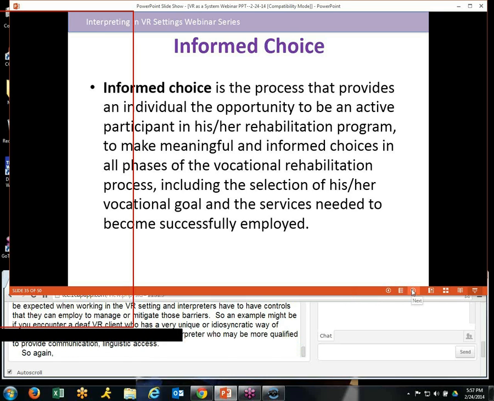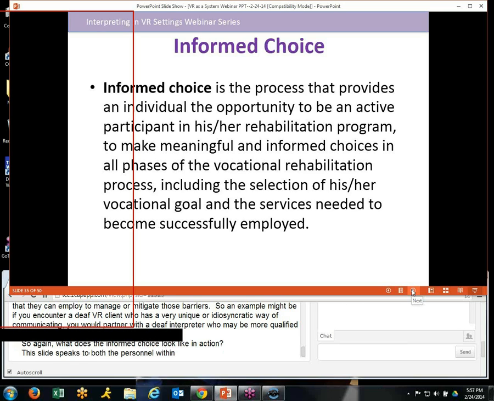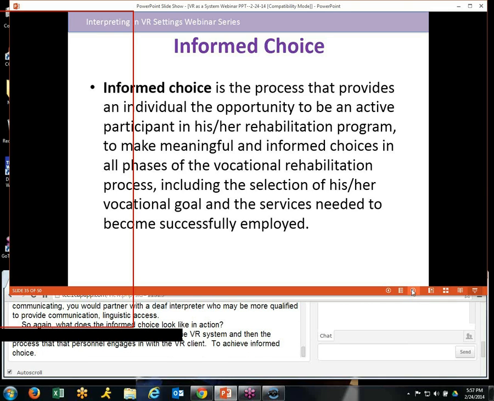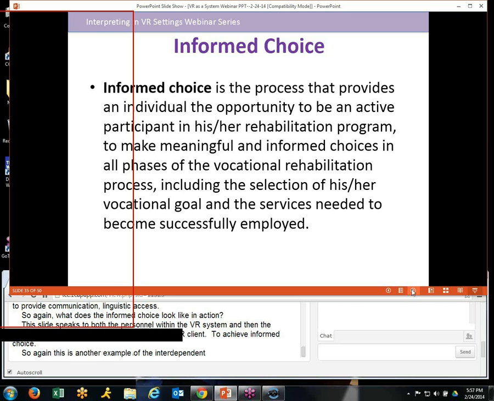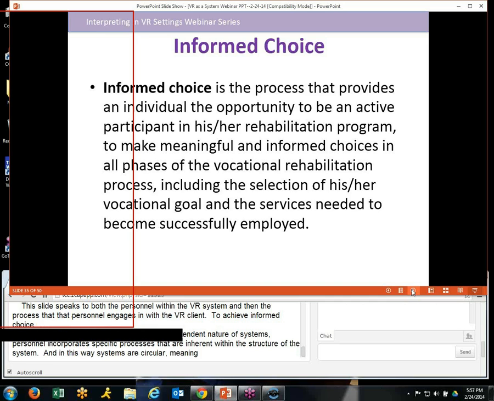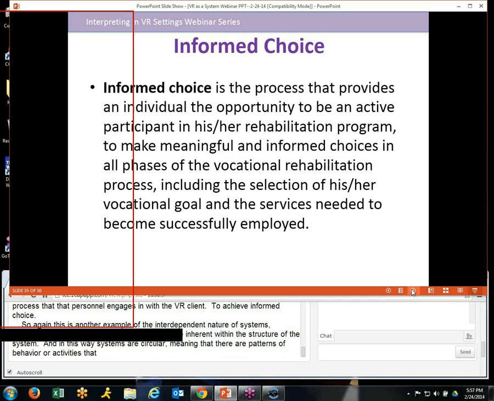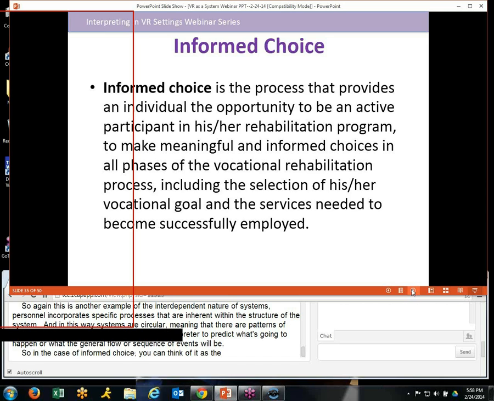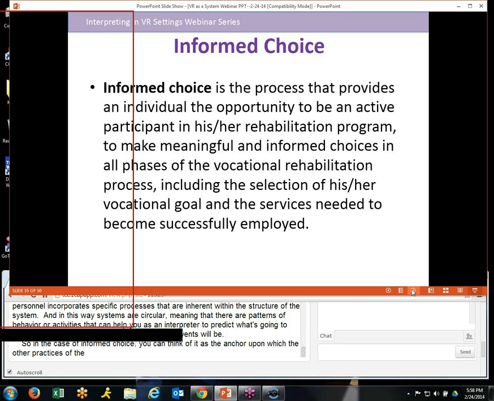So again, what does the informed choice look like in action? This slide speaks to both the personnel within the VR system and then the process that personnel engages in with the VR client to achieve informed choice. So again, this is another example of the interdependent nature of systems. Personnel incorporate specific processes that are inherent within the structure of the system. And in this way, systems are circular, meaning that they're patterns of behavior or activities that can help you as an interpreter to predict what's going to happen or what the general flow or sequence of events will be. So in the case of informed choice, you can think of it as the anchor upon which the other practices of the VR counselor are going to rely, they're hinged on.